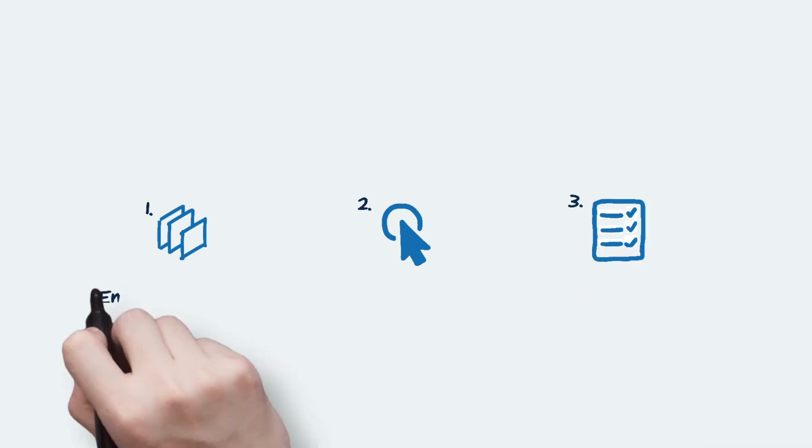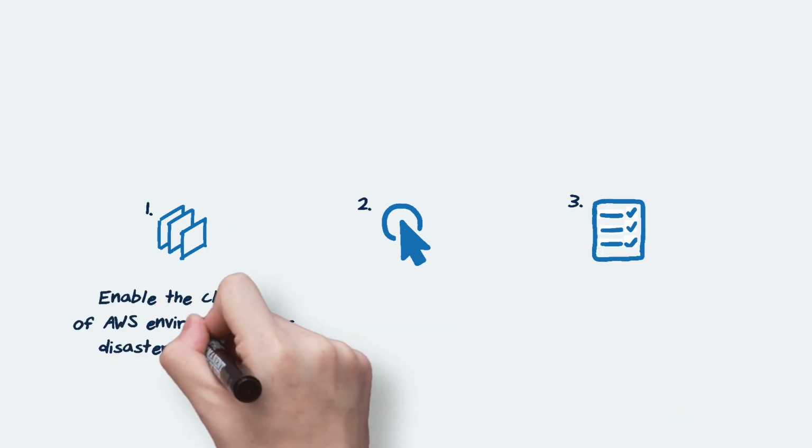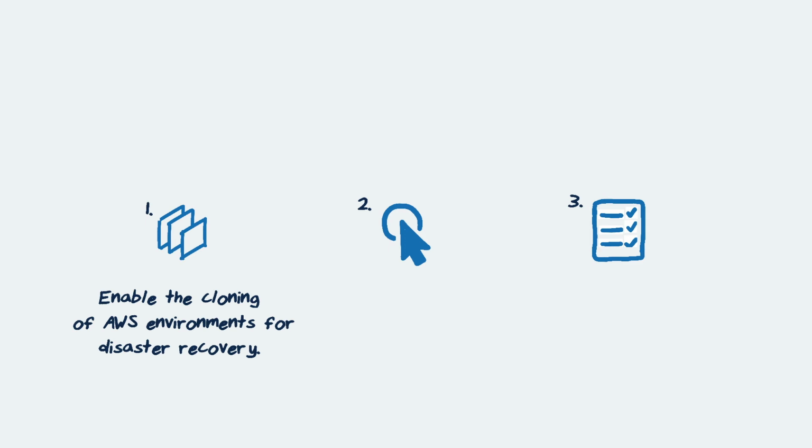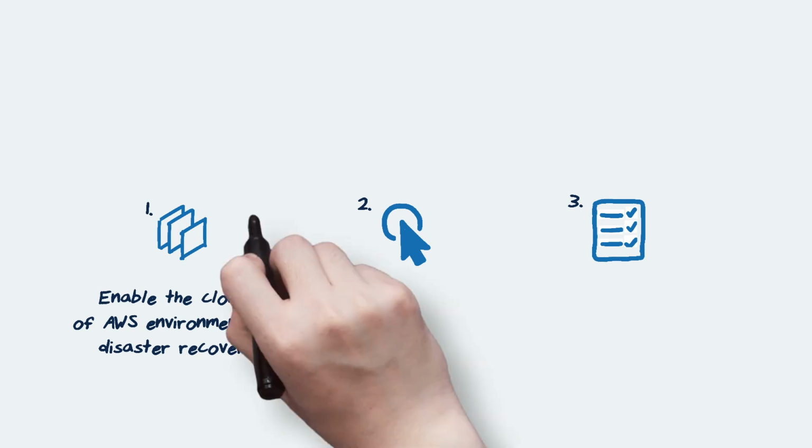First, Druva enables the cloning of AWS environments for disaster recovery. This ensures that restored disaster recovery instances are in an identical environment despite being in a different AWS region or AWS account. Cloning the larger environment enables the recreation of results and data conditions, which could be lost otherwise.